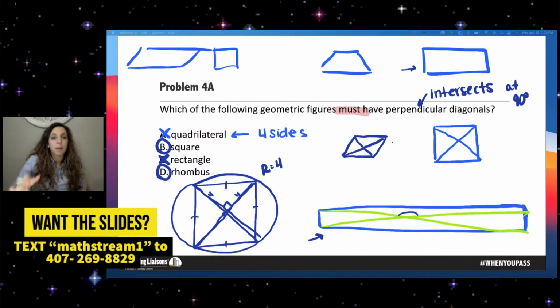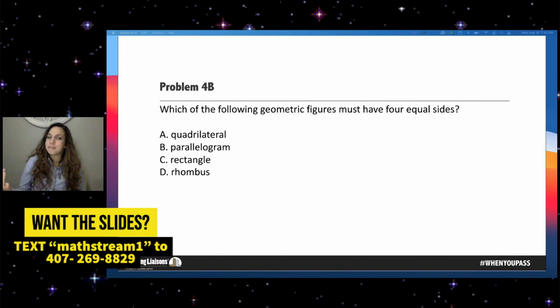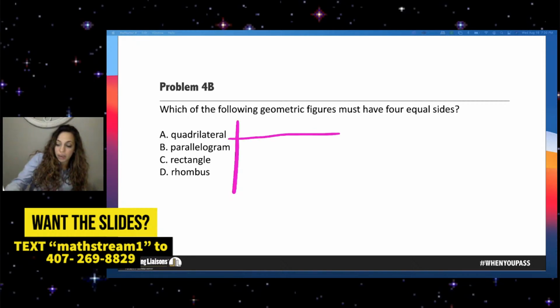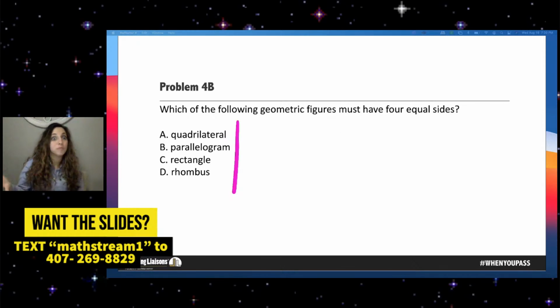All right, problem 4B. Very similar problem here, you'll notice, but it's important that we know these properties. Which of the following geometric figures must have 4 equal sides? Quadrilateral, parallelogram, rectangle, or rhombus? Well, let's talk about each of these shapes. And if you were here for the last problem, you should be able to define some of these shapes.